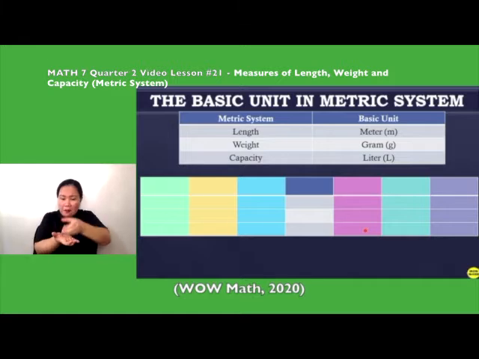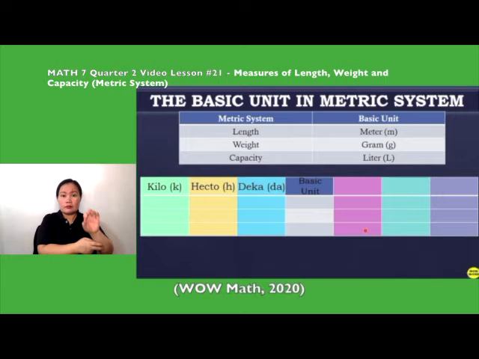Okay. So, let us proceed to the basic unit in the metric system. Kapag metric system, since tatlo yan, length, weight, and capacity, meron tayong tinatawag na basic unit dyan. Kumbaga, yun yung pinakagitna. Isa-isahin natin. Ito yung mga prefixes mo. Ito yung basic unit, siya yung pinakagitna. And then yung prefixes. So, ano-ano ba yung mga basic unit?